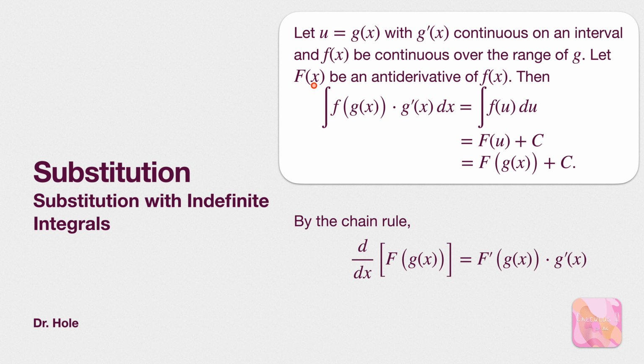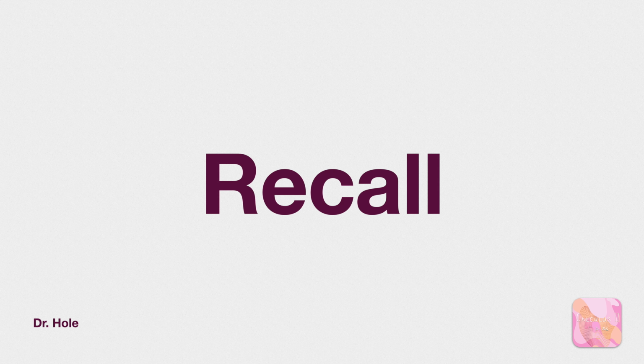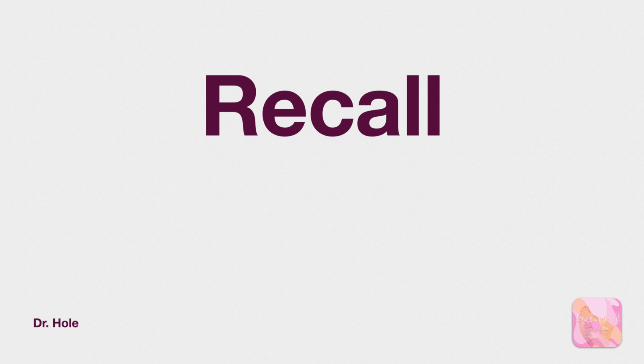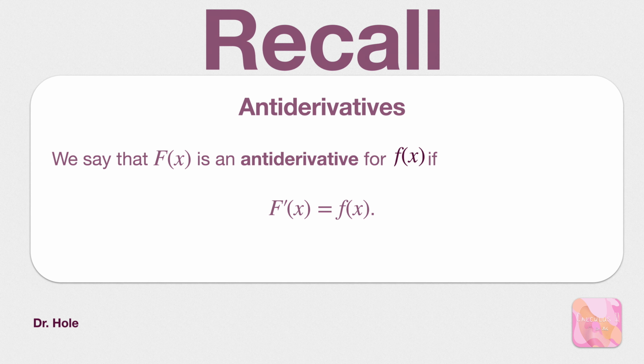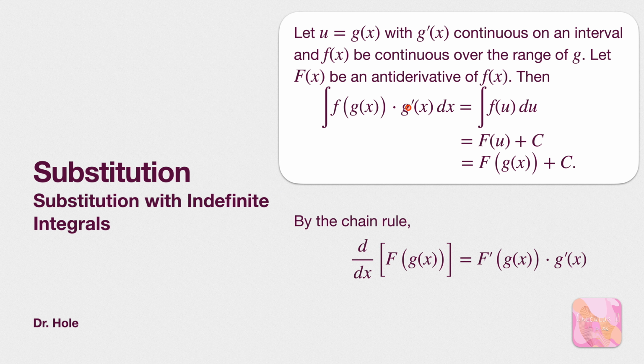Next, let's take advantage of capital F being an antiderivative. Do a quick recall on what it means to be an antiderivative. Capital F is an antiderivative of little f if you differentiate the capital F and recover the little f. In our substitution statement, we have that capital F is an antiderivative of little f.